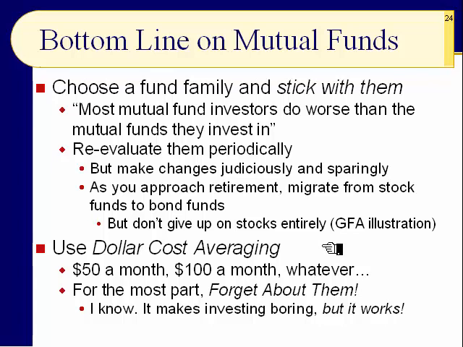And use dollar cost averaging. $50 a month, $100 a month, whatever you can afford. $25 if you can afford that. How much is your cell phone payment? But for the most part, you forget about them. You don't worry about them. The PETA factor. I know it makes investing boring, but it works. Don't you want to be bored to wealth?